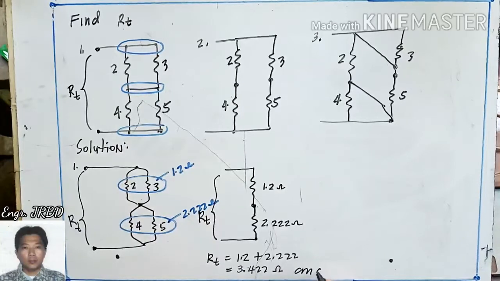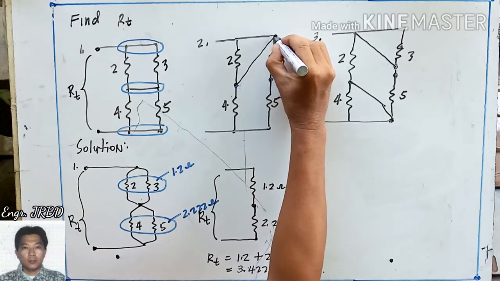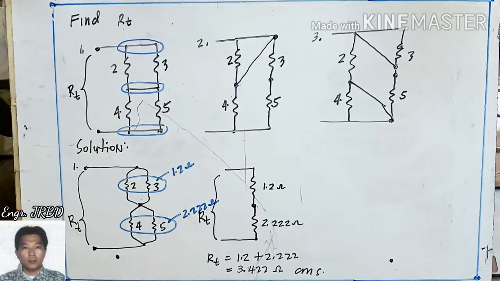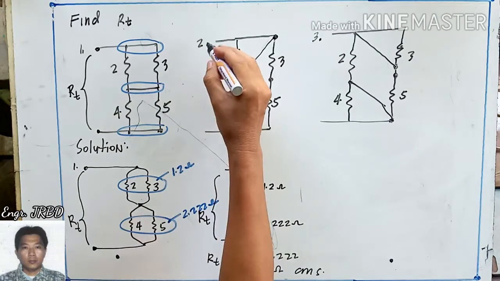Can you follow? This will be very easy to recognize. So if you can follow, let's proceed with the second problem, number 2. How are we going to obtain the total resistance that is required? This is the total resistance.